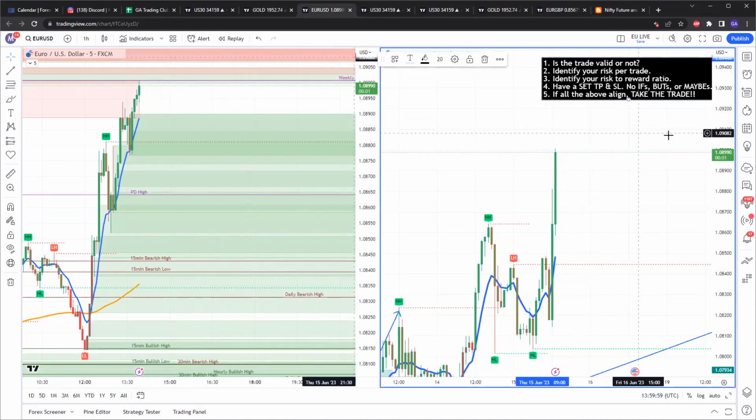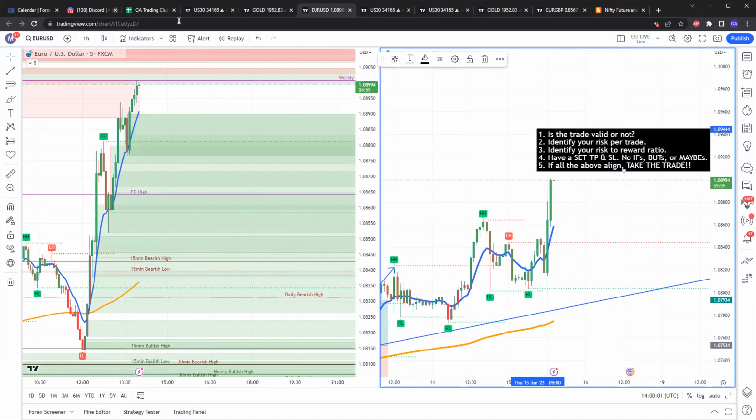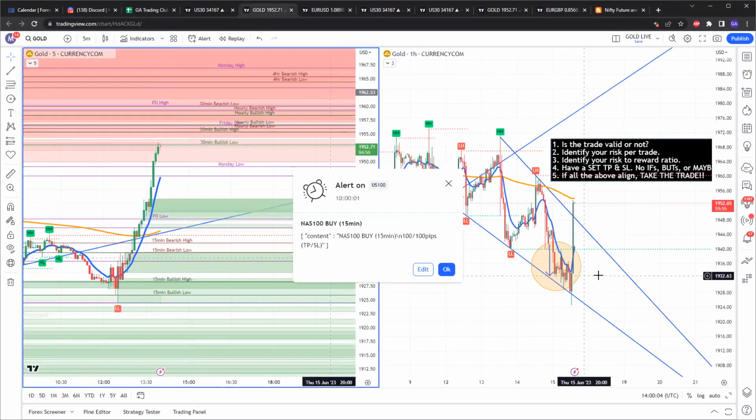God, these instruments are pumping. EU is pumping. Gold is pumping. That entry on gold was perfect.